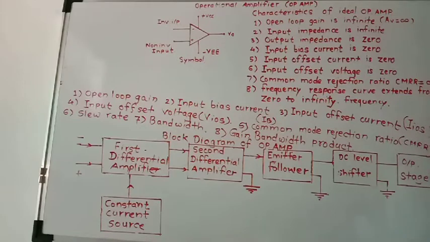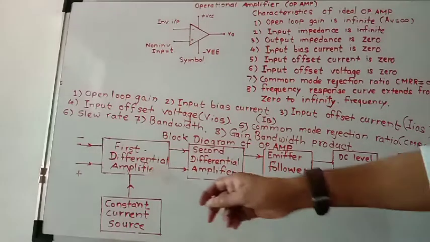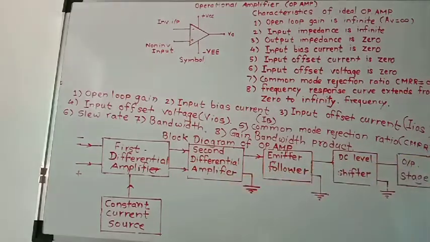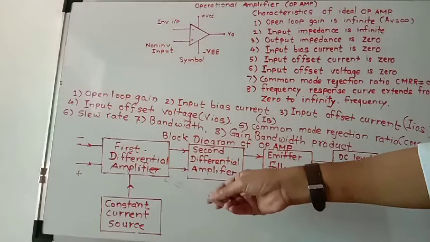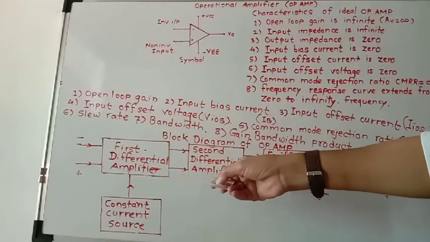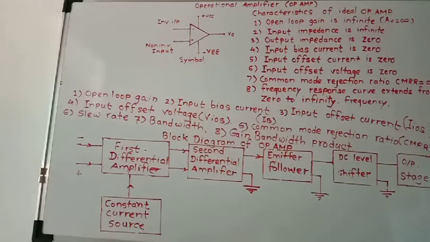The first differential amplifier is provided with a constant current source. This stage provides large gain and large bandwidth. It provides a large and stable gain.